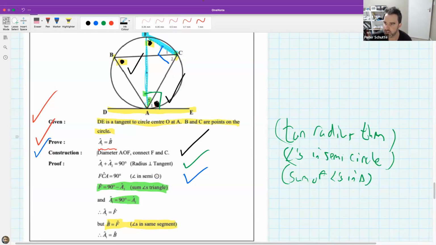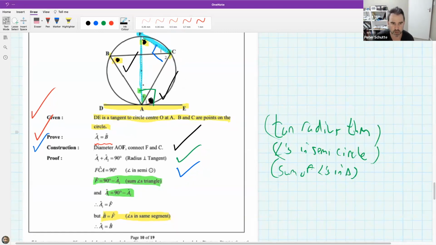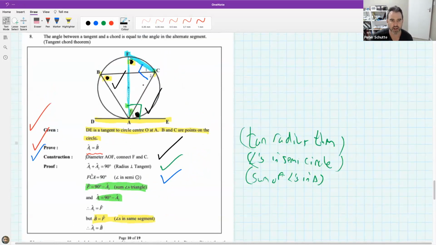Now, I want in the last 10 minutes to give you a chance to see this question in an old exam, but first give me a score out of 10 for how you feel about understanding the logic in this theorem.